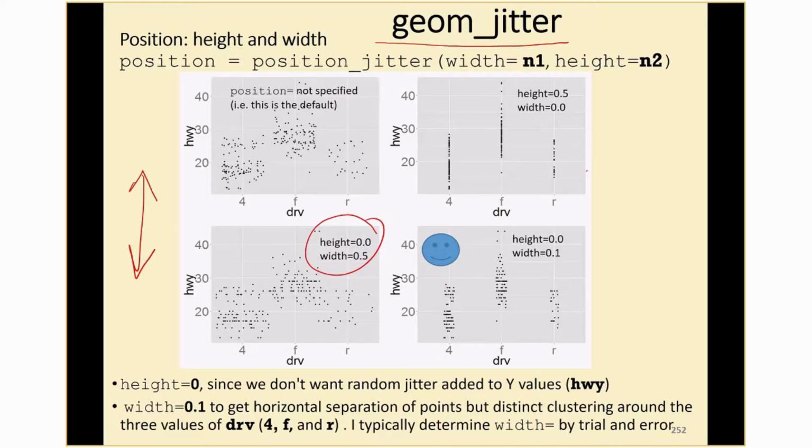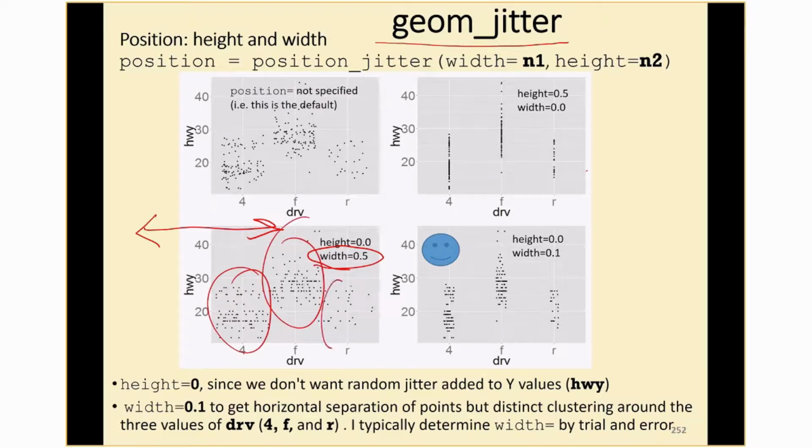So as a consequence, each one of these Y values reflects the actual highway mileage. What we have done, however, is we've set the width as too wide. So we've put too much variability in the horizontal direction, and it's very difficult to see what's going on. The sweet spot occurs, in my mind, here.